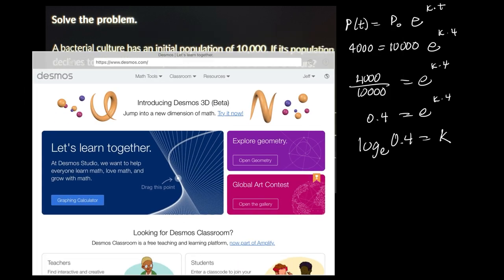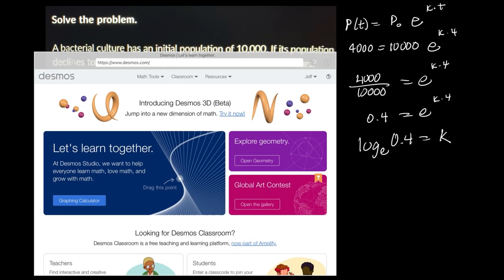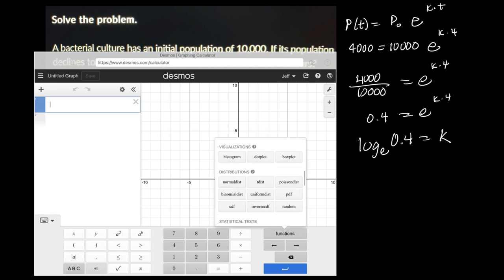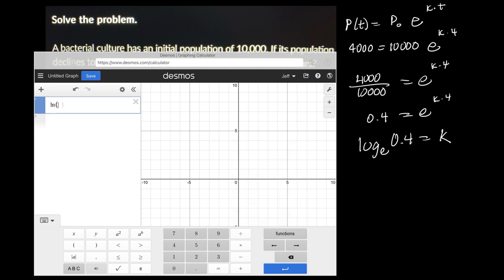Okay, I forgot what my numbers were. Okay. Here we go. Ln, I should say ln of 0.4. Okay. So my k value is negative 0.91629.